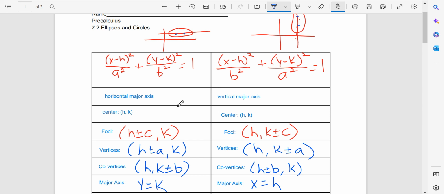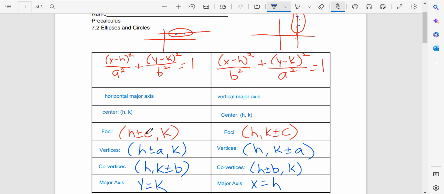We're going to refer to something called the major axis, okay? It's horizontal when it's wider than it is long. It's vertical when it's longer than it is wide. Major axis will come into play many times through different problems. We have a center at h, k, very similar to our parabola. I'm going to skip down to the vertices. When it's wider than it is long, we're going to add and subtract the A value to our H value. And when it's longer than it's wide, we add and subtract that A value to our K value.